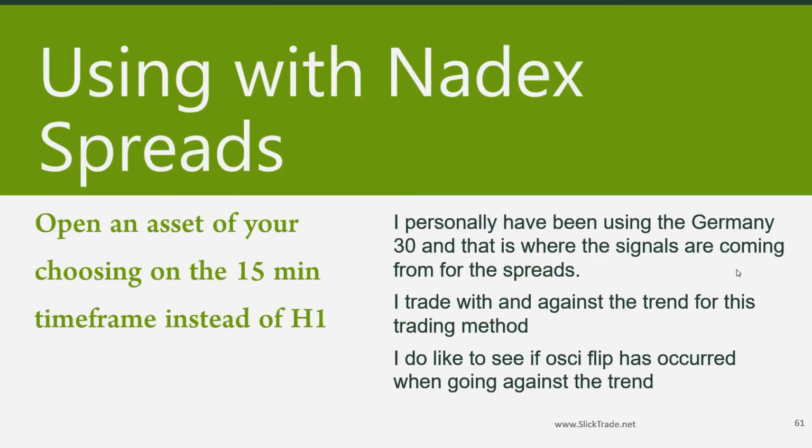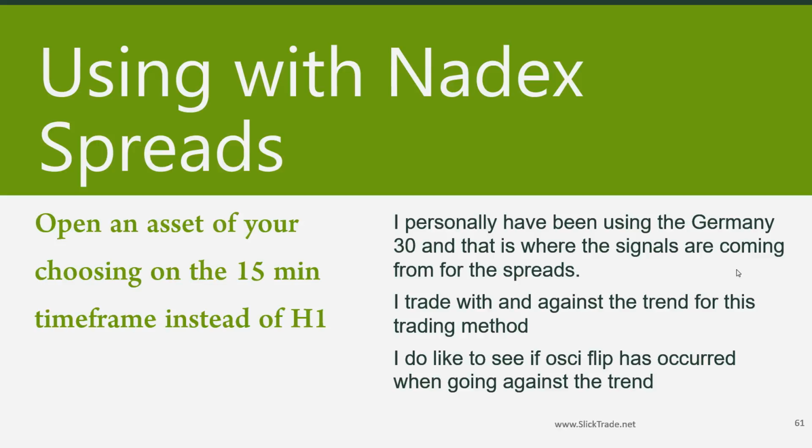Using this with Nadex spreads, one huge difference from the follow the trend full trend original strategy is that instead of using the hourly chart, you're going to use a 15-minute chart. You can use any asset you'd like. With spreads on Nadex, every pip that they move, you're gaining or losing $1. I personally like the Germany 30 or DAX. That is where those spread signals on Twitter are coming from. It's from this setup.